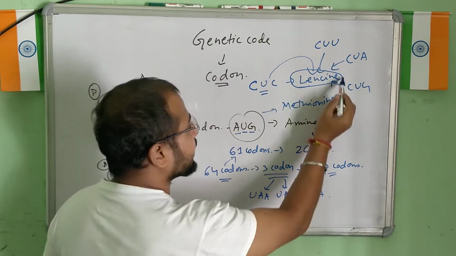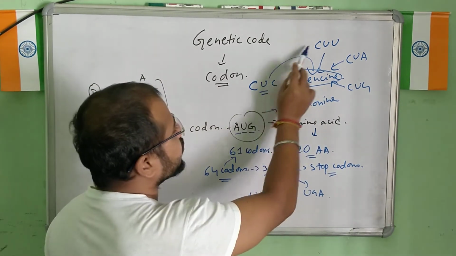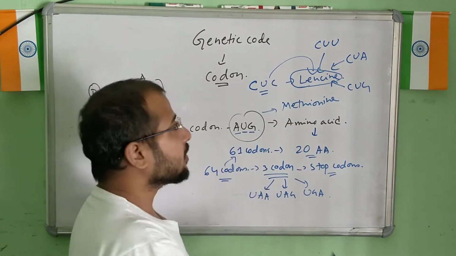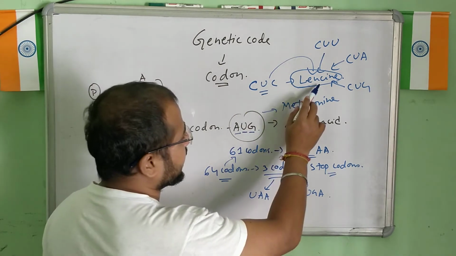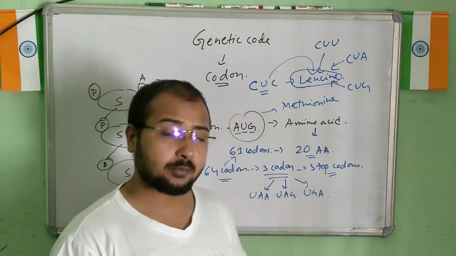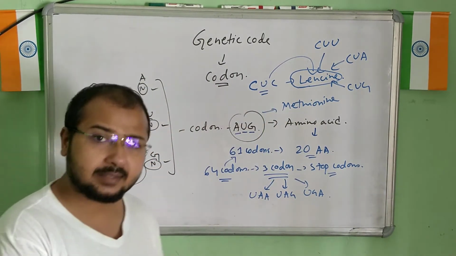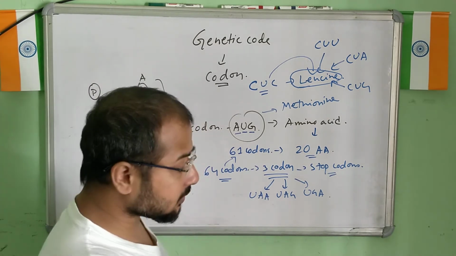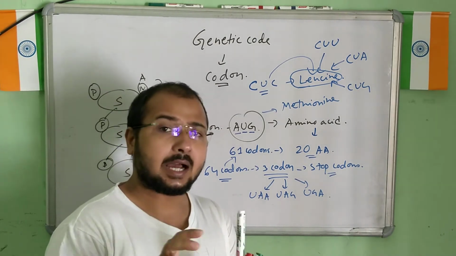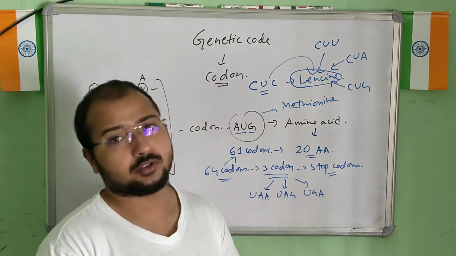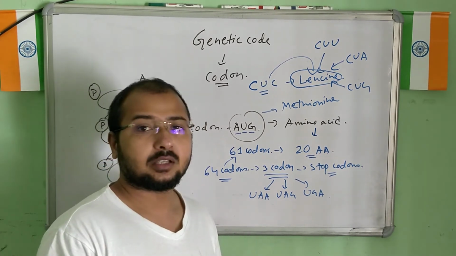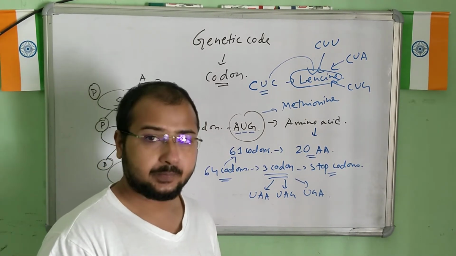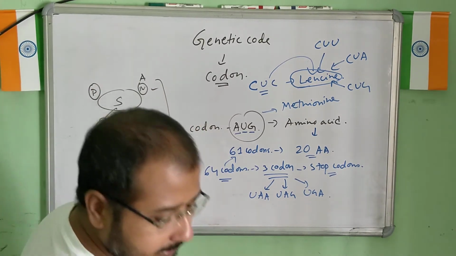But for this amino acid, if I look, I see 1, 2, 3, 4 and some more codons that code for leucine. So leucine is coded by more than one codon. Like this, there are many other amino acids which are coded by more than one codon. This is the feature of degeneracy. I hope you understand this.